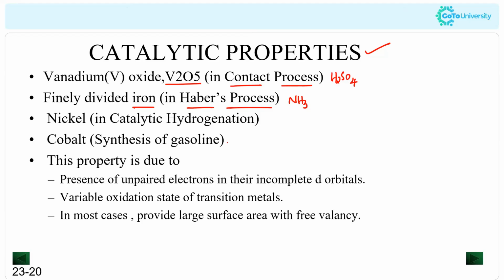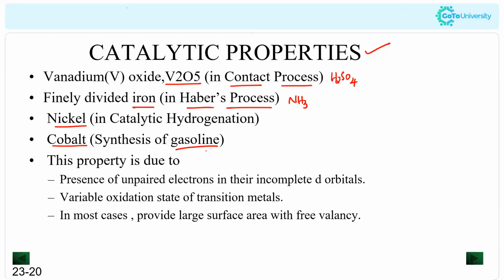Now coming to another one, catalytic hydrogenation. We can use nickel. By this hydrogenation reaction, we can convert alkenes into alkanes. Okay, so this is another example. Now coming to cobalt. Cobalt can be used for the synthesis of gasoline. That is another example of the catalytic property.